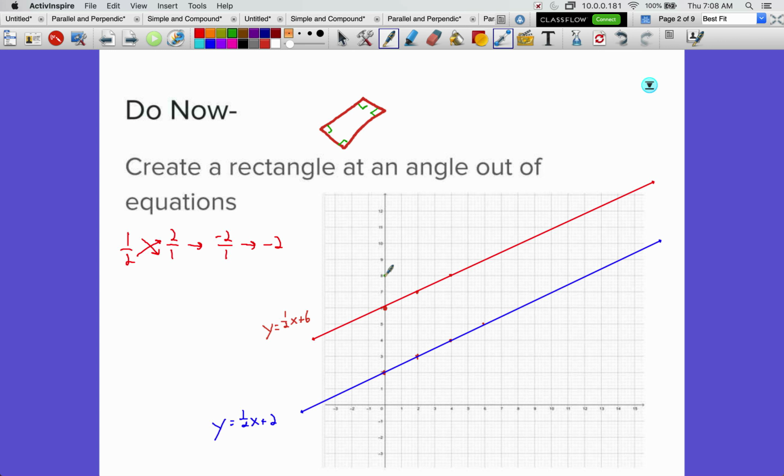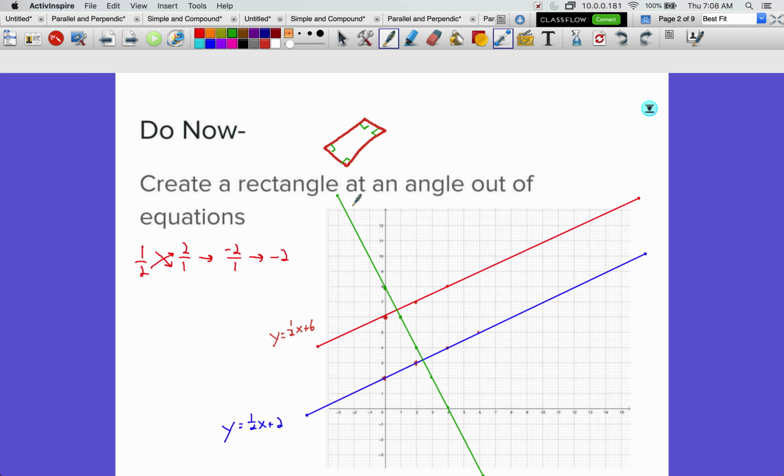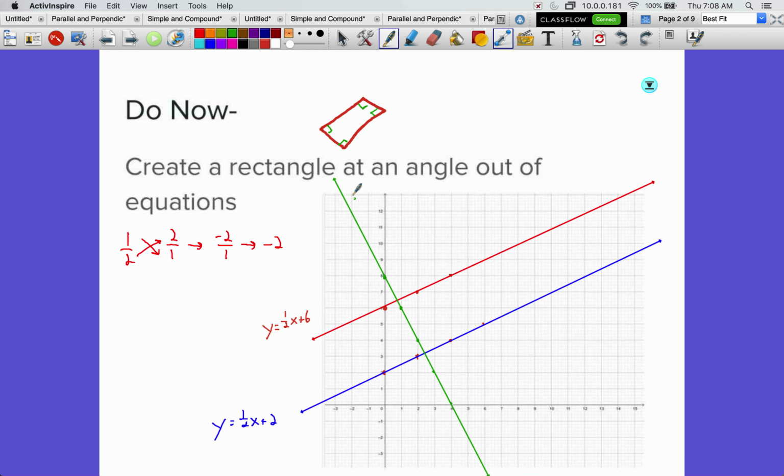All right, maybe I'll put the y-intercept at 8. Slope of -2 means go down 2/1. And I've got another line. This is the line in green. Y equals -2x plus 8.